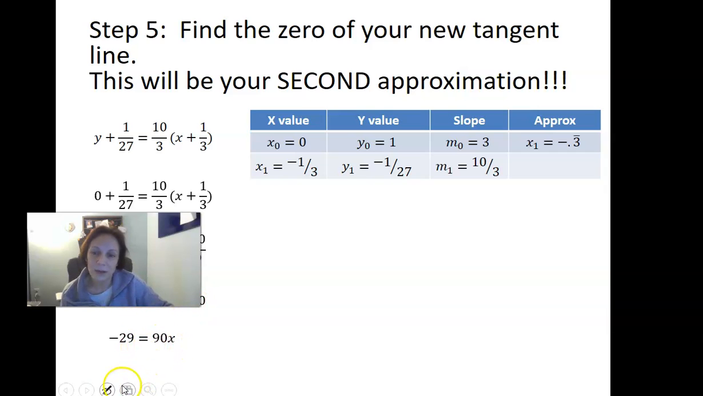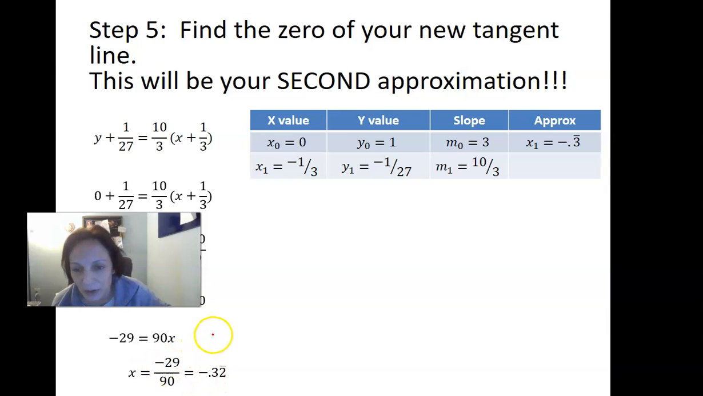I get negative 29 over 90, and then I get my x value is negative 29 over 90, which you may notice is dangerously close to negative 1/3. Last time it was negative 30 over 90. Now it's negative 29 over 90.